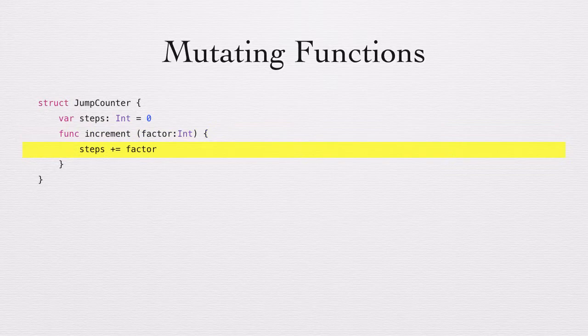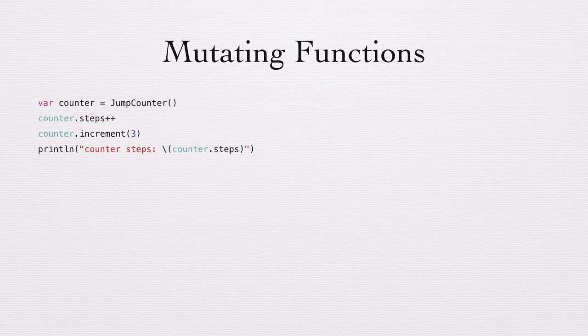In the body of the increment function, we add the input parameter value to the steps variable. However, this statement would generate a compile time error as the structure variables cannot be modified within its own methods. Prefixing the function declaration with the mutating keyword would remove the compile time error.